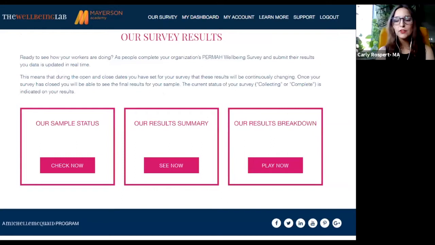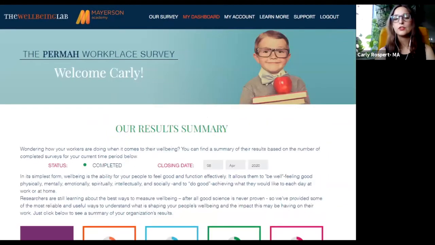The next part of the survey results section is our results summary. And like I said, this is sort of a high-level look at the organization's well-being scores. And this won't be available until after you've sort of set and passed the completion date for your survey. So it just aggregates it at a certain point in time that you set.